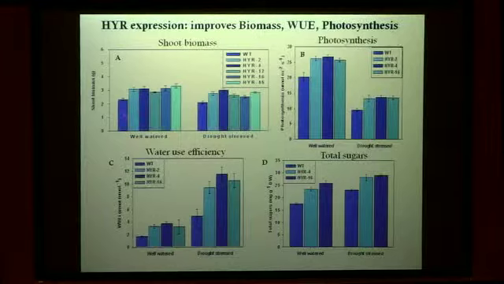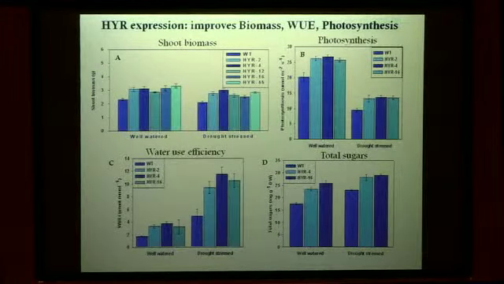Here is the wild type versus a number of HARDY lines. The shoot biomass is significantly higher under well-watered conditions, and also under drought stress conditions. The water use efficiency is also increased, in both drought and well-watered conditions. Photosynthesis, as seen under LICOR measurements, is also increased in these lines under well-watered and drought stress conditions.